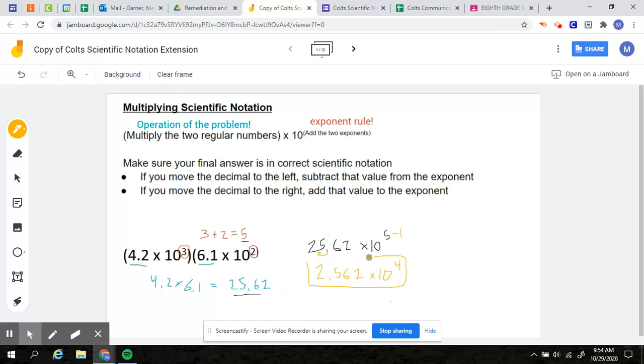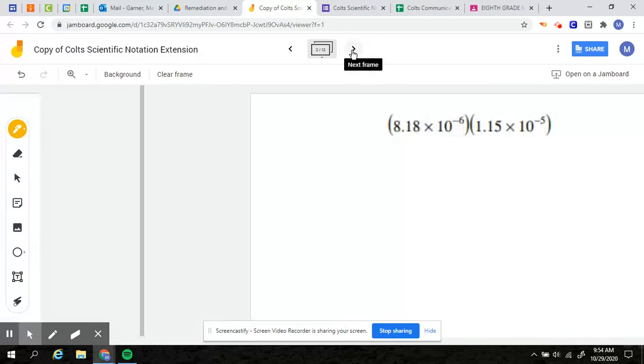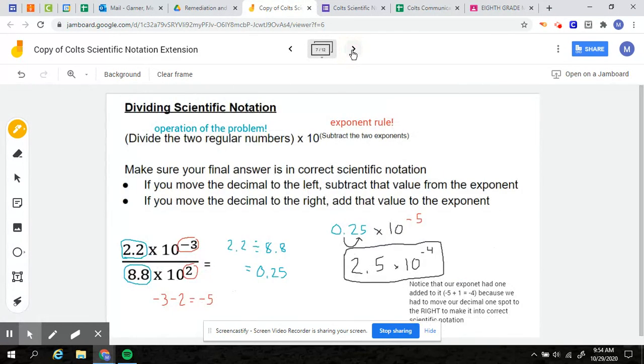It's in correct scientific notation, and I've adjusted the exponent based on the number of times I had to move the decimal. Same thing with division. If you look at our division problem here, your first step will be to divide your big numbers. Your second step is to subtract your exponents, because that is our exponent rule. Moving the decimal is the same as when you do the multiplication. So if you have to move the decimal to the left, it will be subtracting. In this case, if you look at this problem more closely, we have to move this decimal one place to the right, and that is why we have to add one number to our exponent.